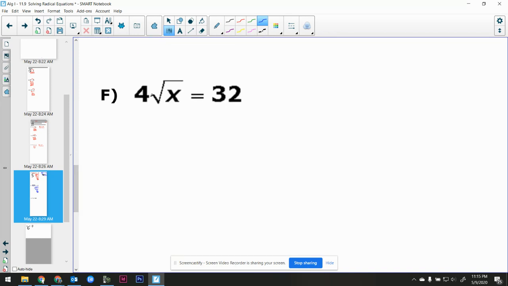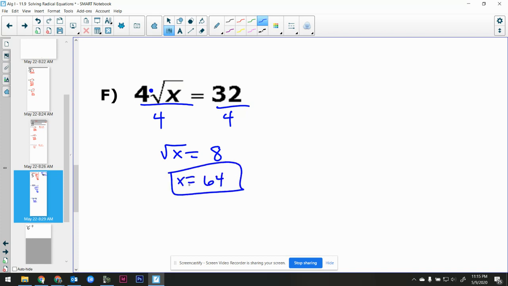Now, is the square root isolated? No, this 4 is on the outside, so I have to divide by 4 to get it over to the other side. Inverse operation of multiplication here is division. So I get the square root of x is equal to 8, and then I square both sides. I get x is equal to 64. Okay.